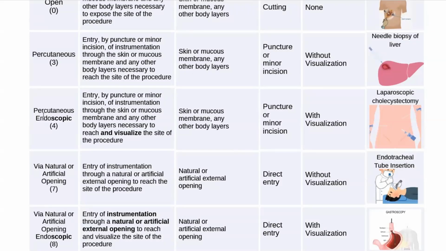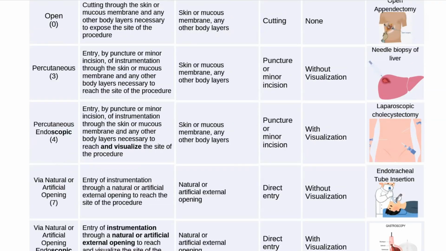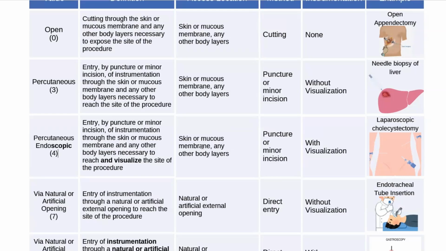All right, let's move on to percutaneous endoscopic. What helps me to remember this is the endoscopic part. We should be seeing in our operative report that some form of scope was used to perform the procedure. The definition of this is entry by puncture or minor incision of instrumentation through the skin or mucous membrane and any other layers necessary to reach and visualize, that's important, and visualize. The scope is going to aid us in visualizing the site of the procedure. Again, the entry is skin or mucous membrane and any other body layers. It's by puncture or minor incision, but now we have visualization.